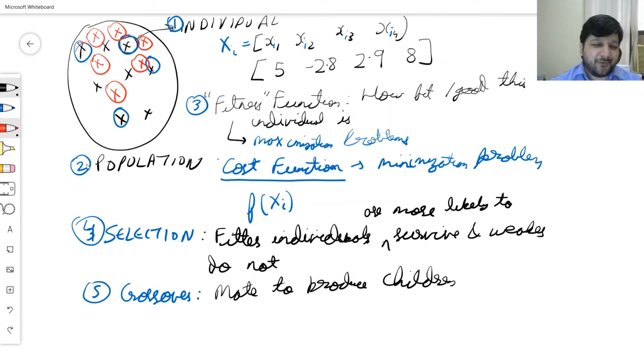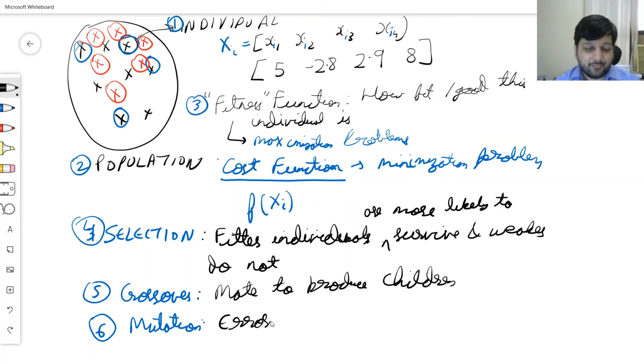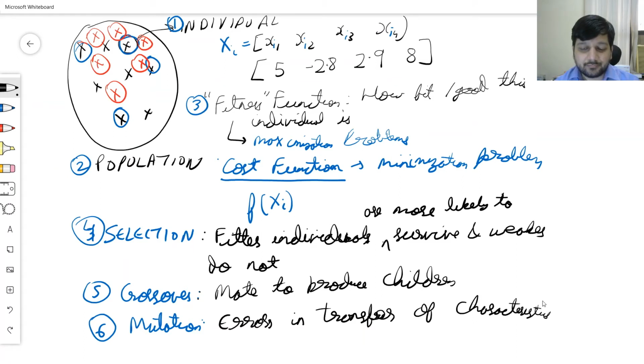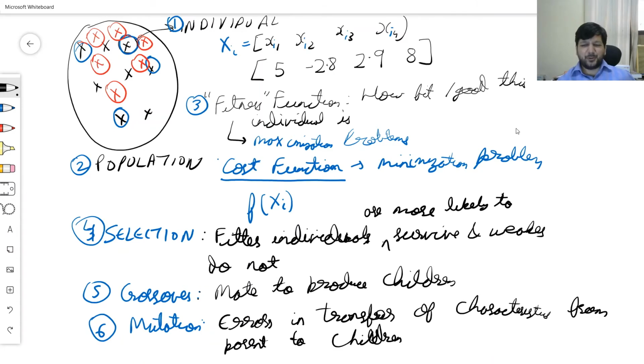Now, in the process of reproduction, there are some errors in reproduction, and that's called a mutation. So it's an error in the transfer of characteristics from parent to children. So that's what mutation is.